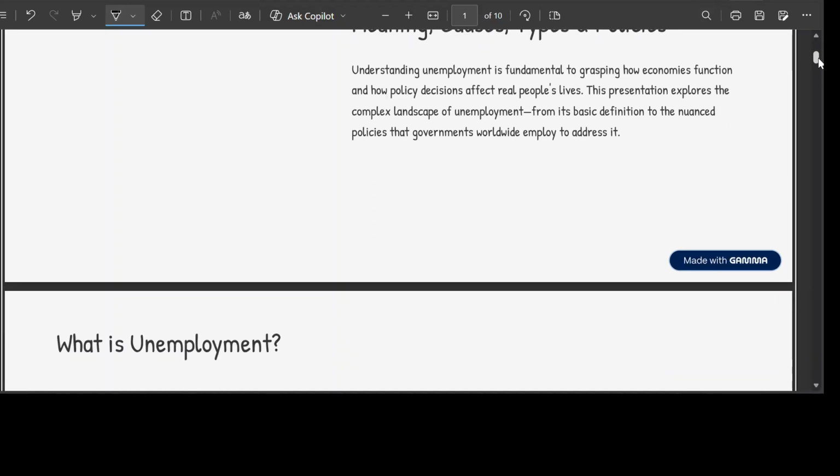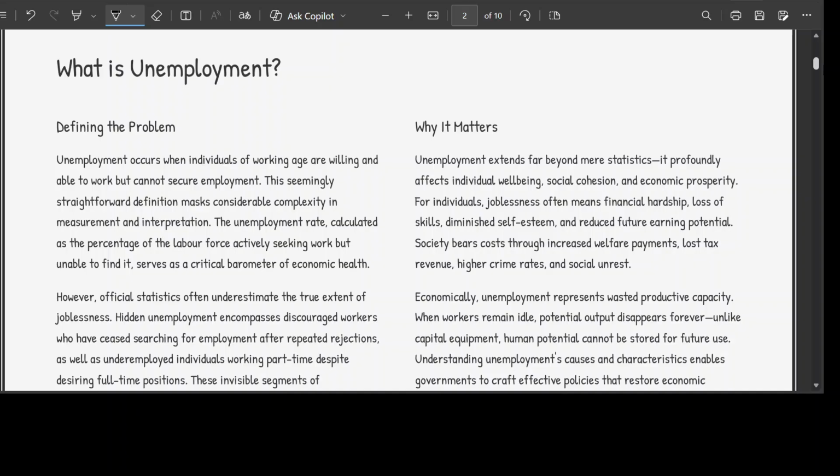So let's quickly move to the definition of unemployment. It refers to a situation where individuals of working age are willing and able to work, but they are unable to secure employment. It is calculated with the help of the unemployment rate, which is considered one of the critical barometers of the economic health of our country.